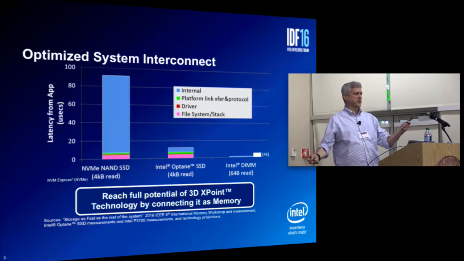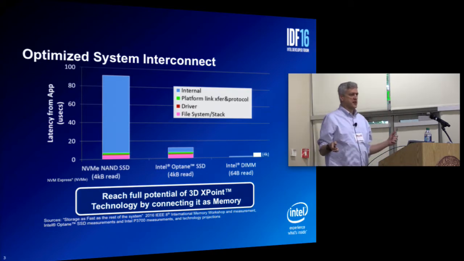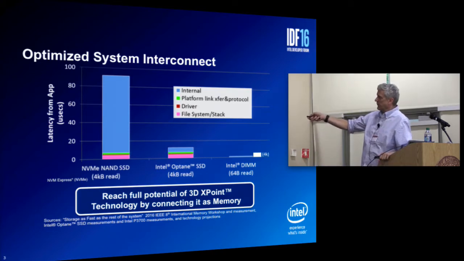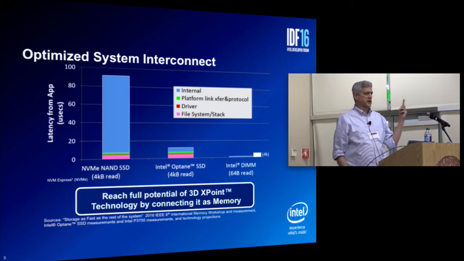So that's why this is interesting. That's why we're doing something to the ecosystem. We have to get rid of these layers of software and figure out how to use this stuff directly as load store memory in order to really exploit what it can do.